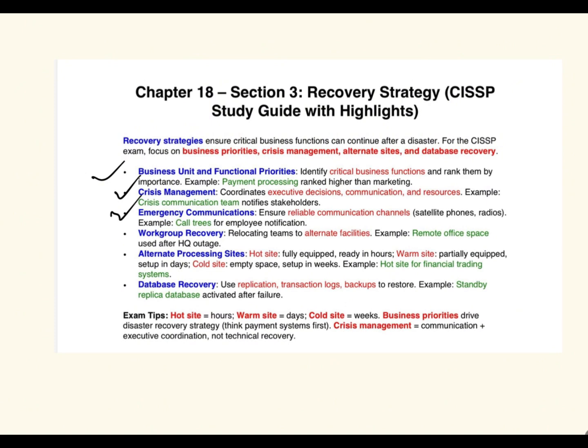Third thing is emergency communications. Ensure communication works during a disaster: satellite phones, radios, call trees, notification systems, an emergency call tree to alert employees if there is a power outage, for instance. In big companies, they also do exercises from time to time. If there's a fire in the building, how do you exit, where are the exit doors? These types of exercises are mandatory in big companies. They do them once or twice a year.